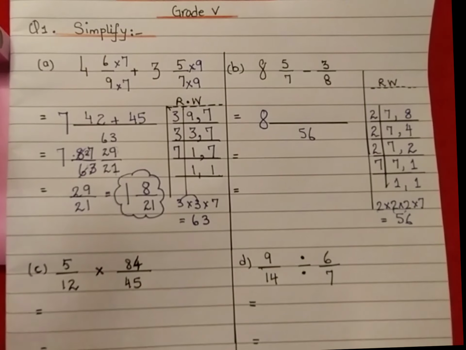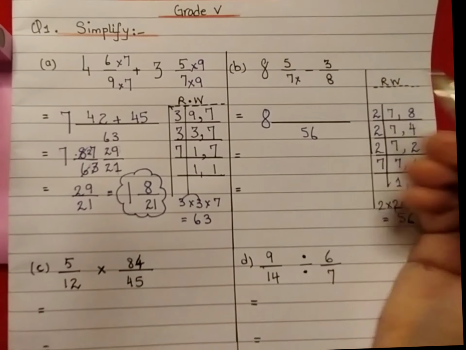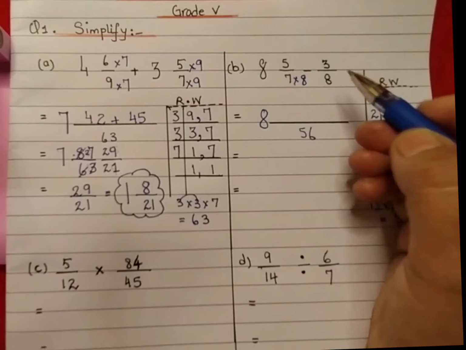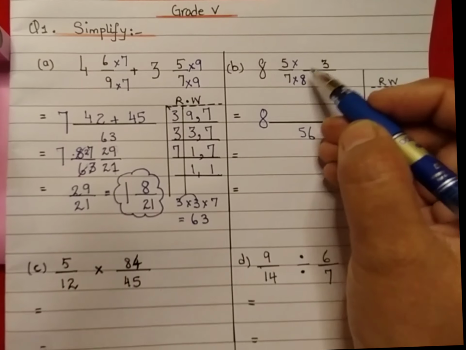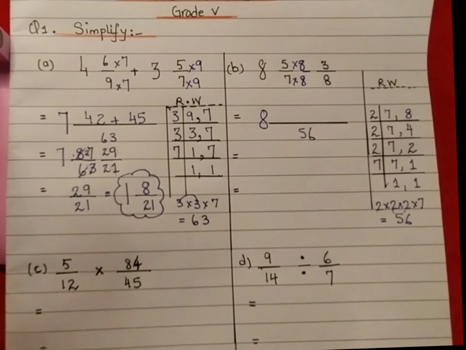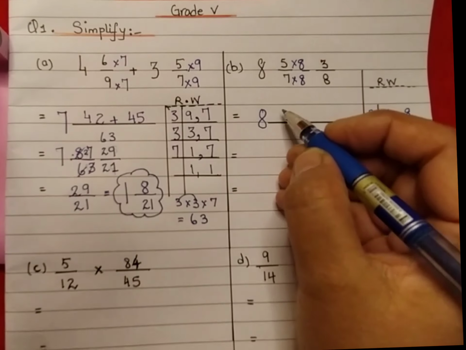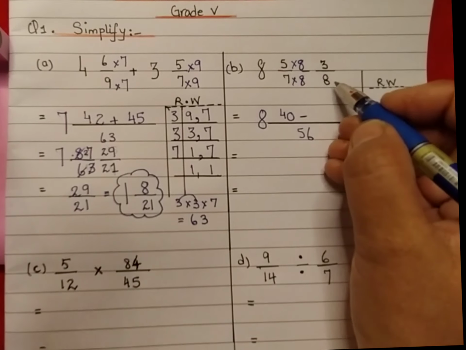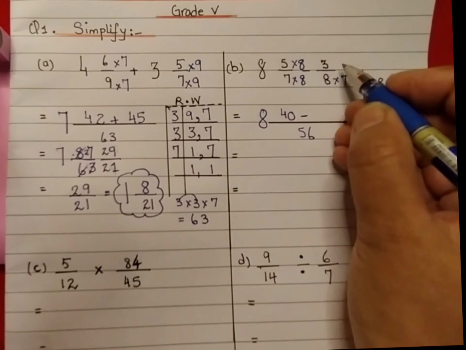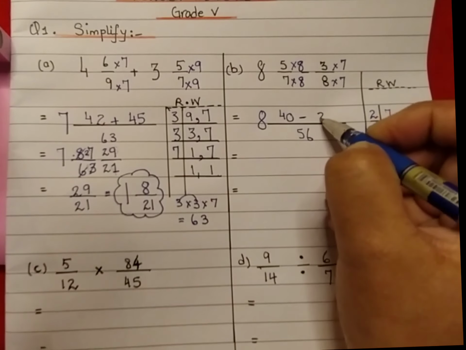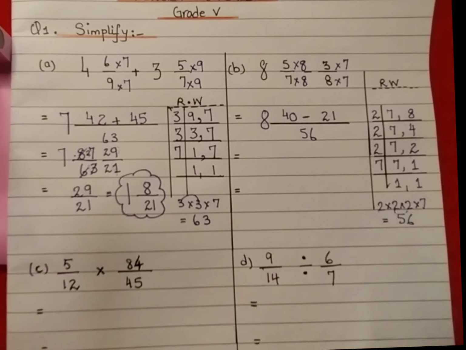Okay. 7 times what is giving us 56? 7 times 8 gives us 56. So 5 times 8 will give us 40. Okay. 40 minus, and 8 times 7 gives us 56. So I will bring this up. 3 7s are 21. Okay.